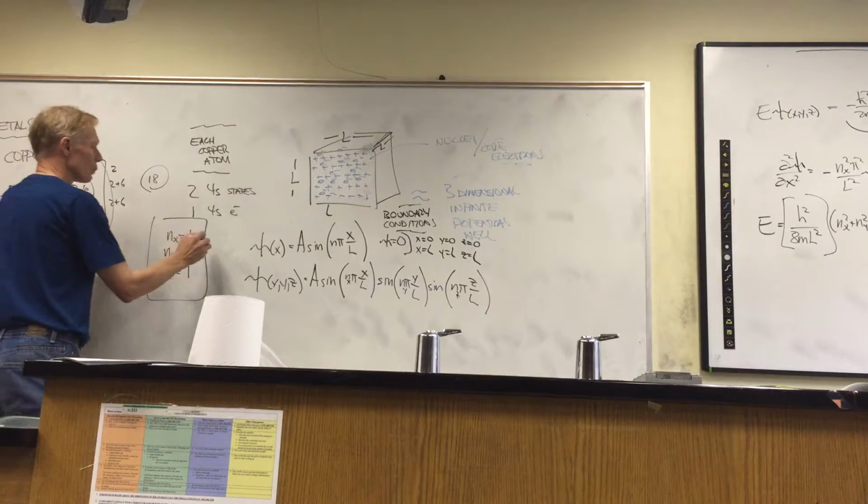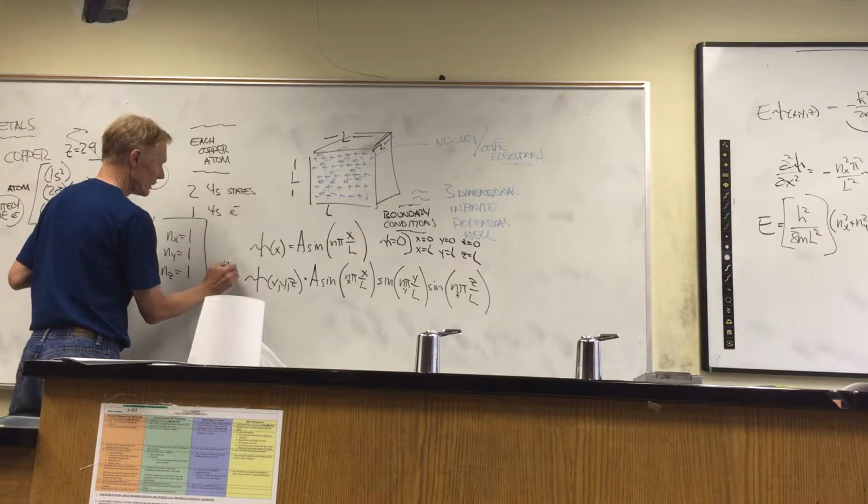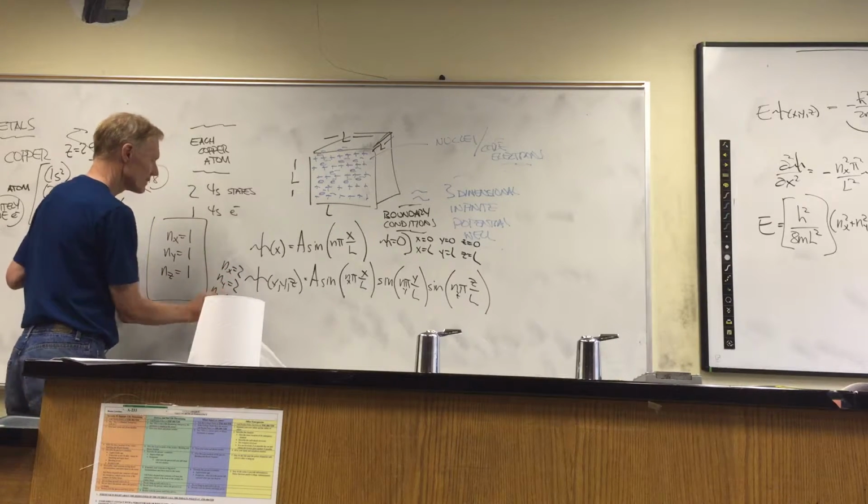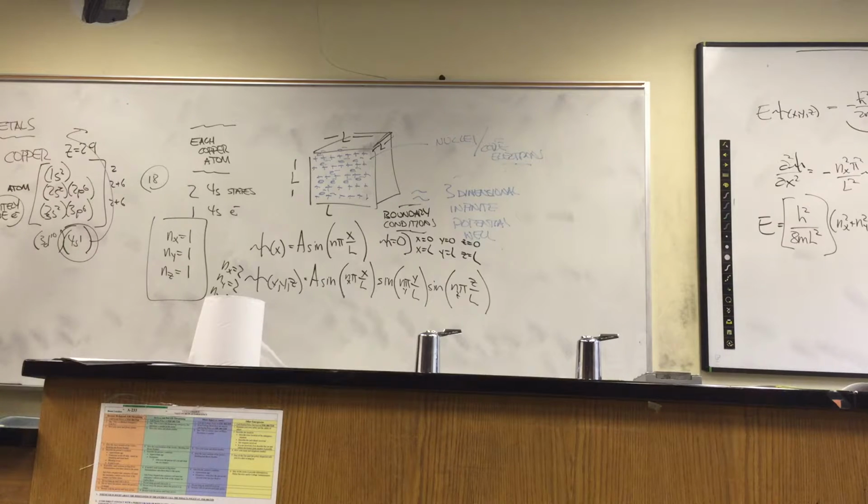What if we did this? What if we looked at a quantum state that was nx is equal to 2, and ny is equal to 2, and nz is equal to 2?